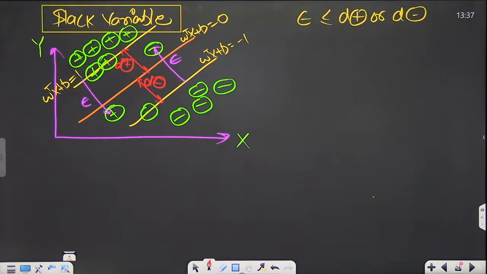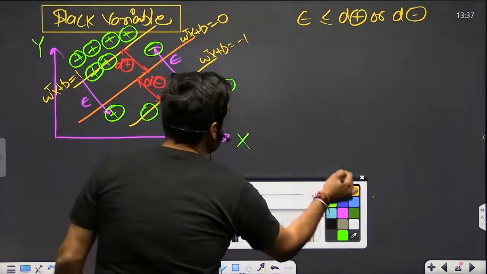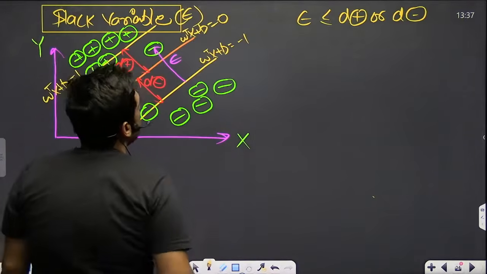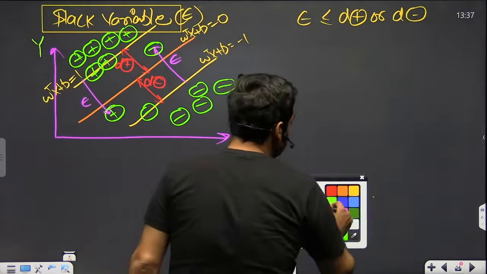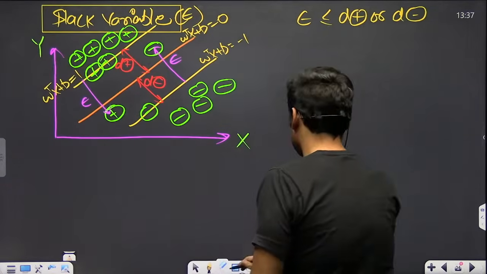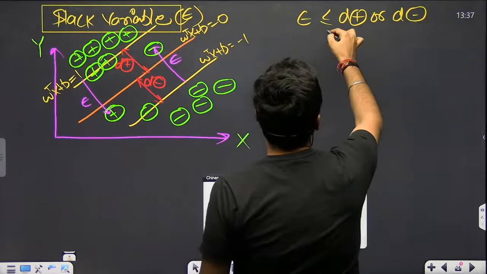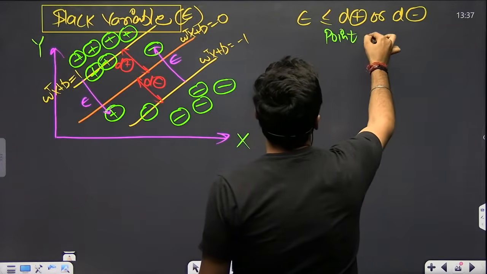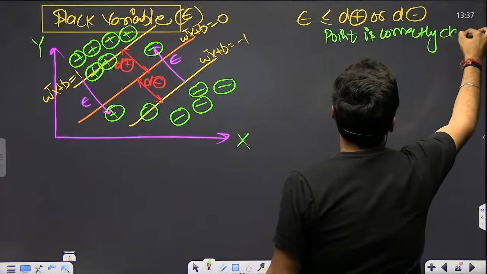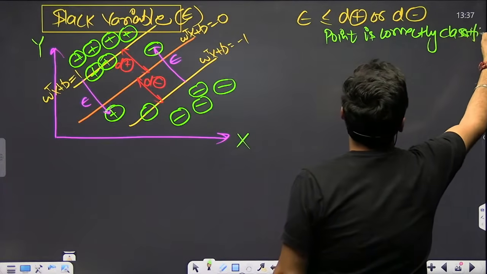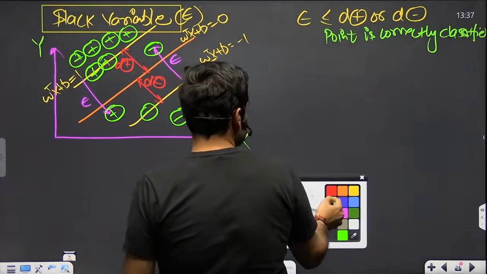Okay, just see the concept. The slack variable is denoted by the term epsilon, right? If epsilon is less than or equal to d plus or d minus, that means the point is correctly classified.